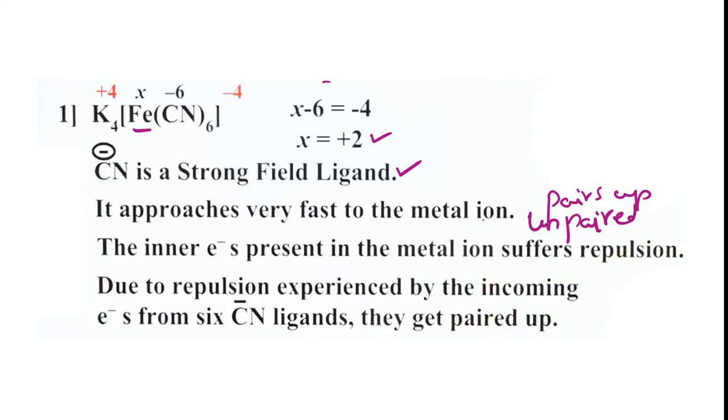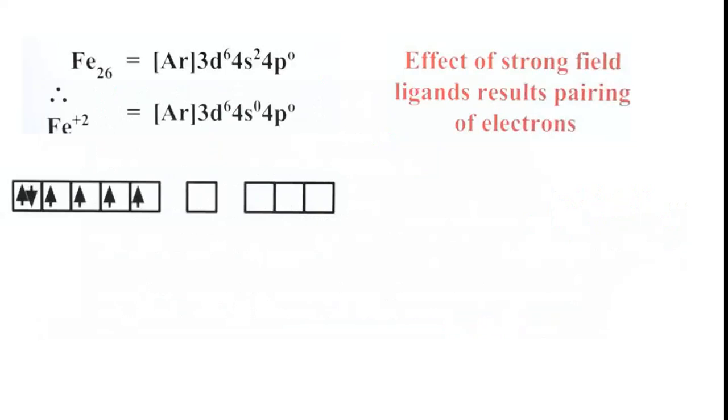It pairs up unpaired electrons. So the ligands approach very fast to the metal atom. They are feeling the repulsion here. Due to repulsion, the electrons get paired up. So the general electronic configuration of the ion is 3d6 4s2 4p0. And for Fe2+, these 2 electrons will be removed. So it will be argon 3d6 4s0 4p0.